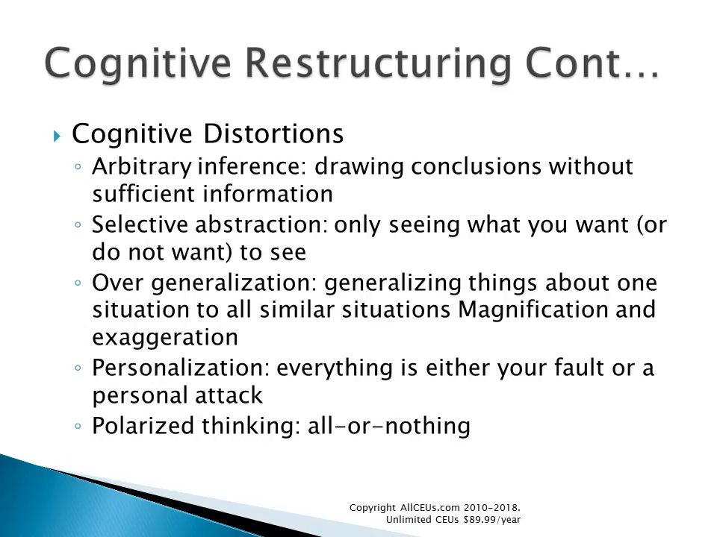Now, in addition to those cognitive distortions that we just talked about, there are some others. Arbitrary inference means drawing conclusions without sufficient information, such as thinking your husband's having an affair because he comes home and he smells like a woman's perfume. What other things might have happened that could have made him smell like a woman's perfume?